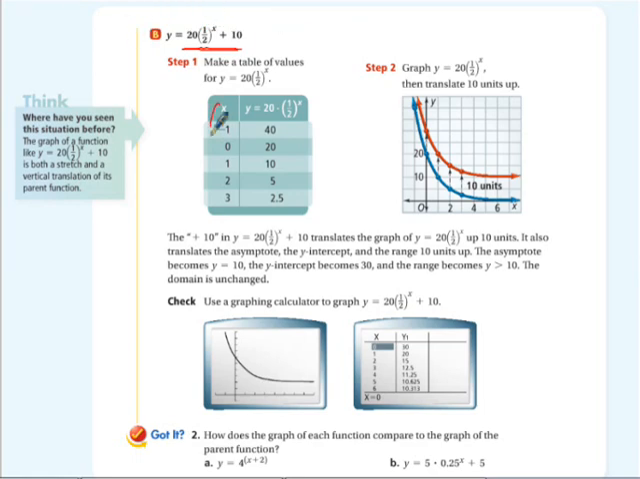So first, you know, you make a table of values. You put in some numbers for x. You get some numbers out. So we look at what that looks like. This is a decay. It's going down because this is between 0 and 1. And then it's been shifted up 10. Okay? It's been shifted 10 units up. All right? So here's the original, and then here it is, shifted 10 units up.